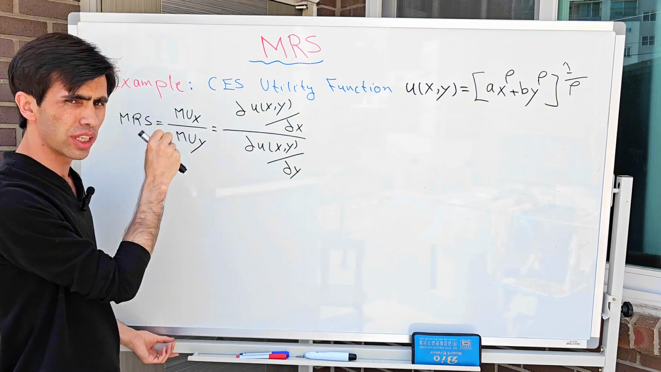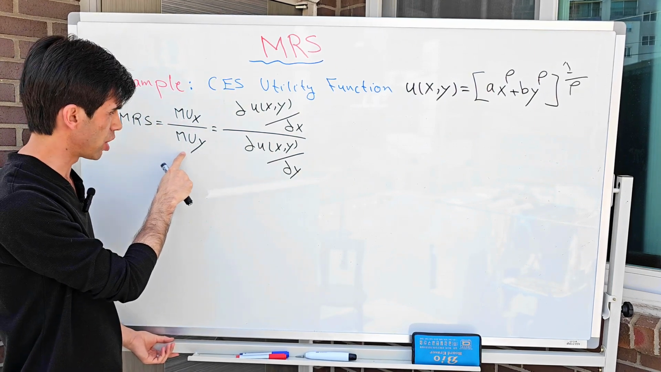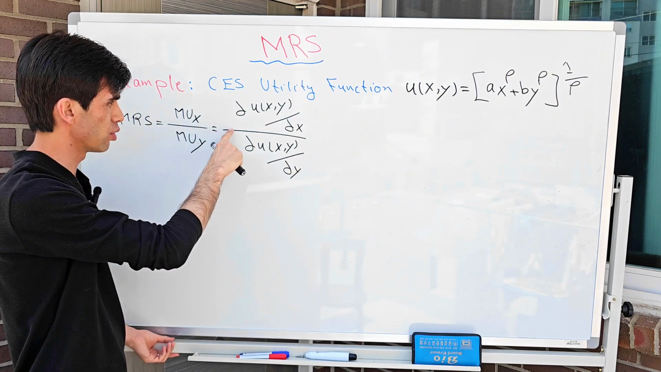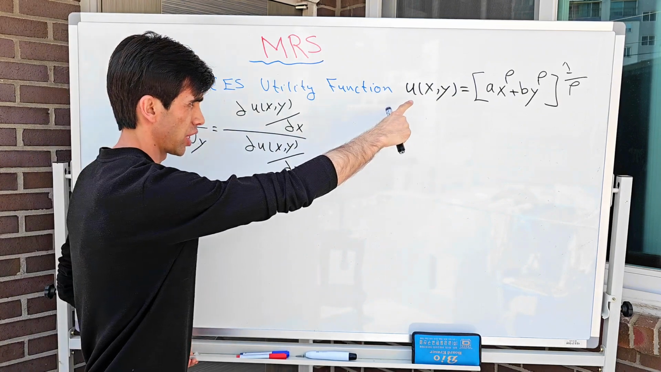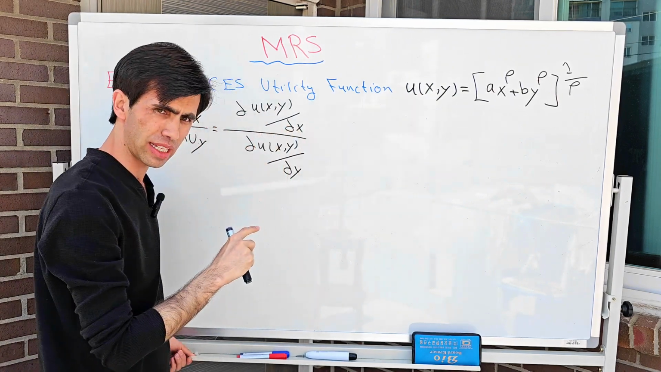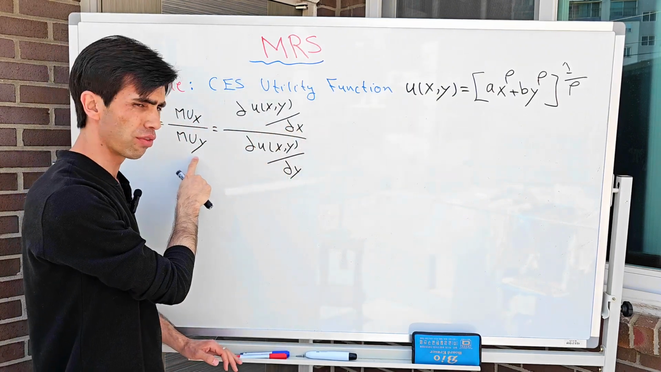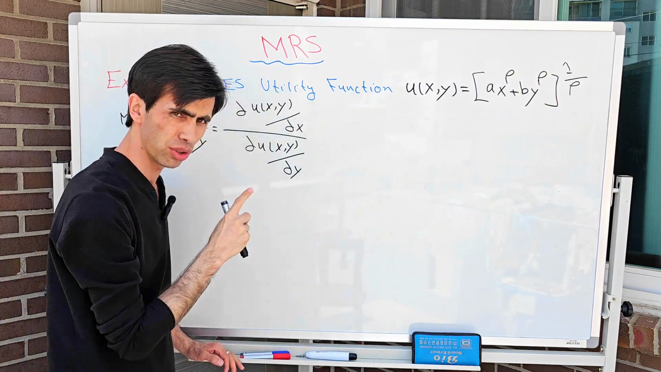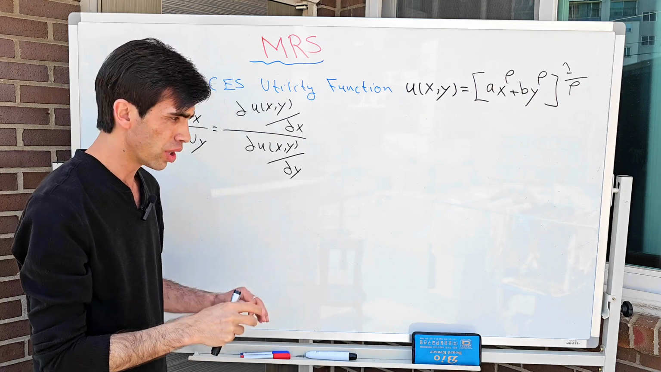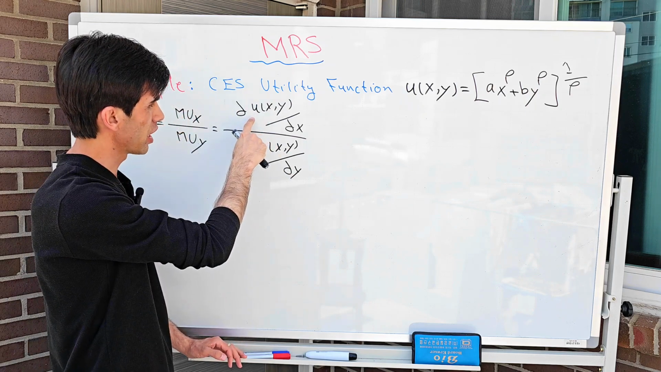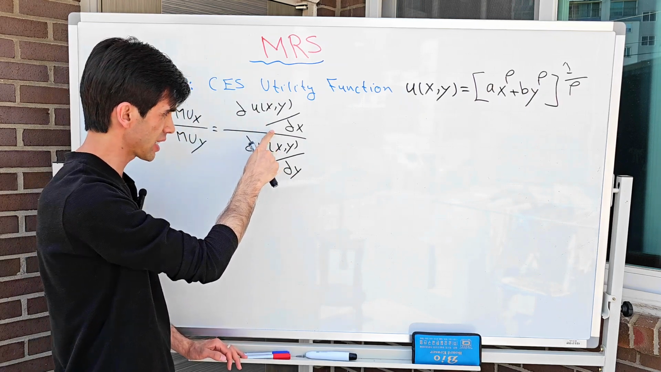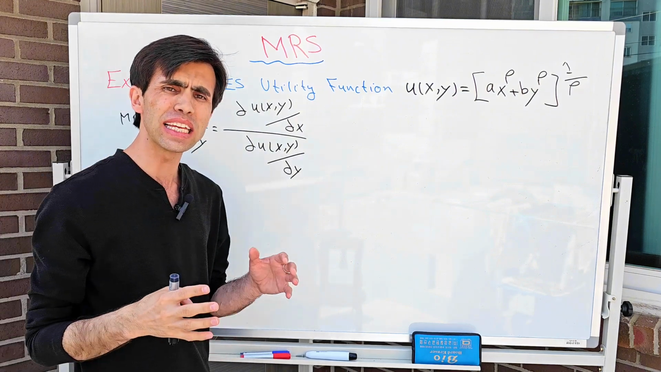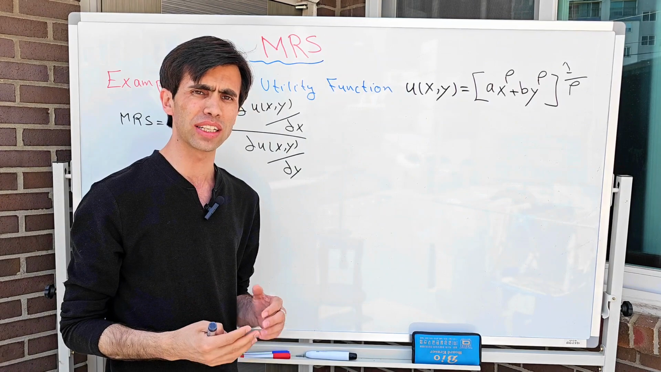the marginal utility of x divided by the marginal utility of y. The marginal utility of x is equal to the partial derivative of this utility function with respect to x, and the marginal utility of y is equal to the partial derivative of this utility function with respect to y. So when we find the partial derivatives with respect to x and y, then it's very easy to find the marginal rate of substitution.